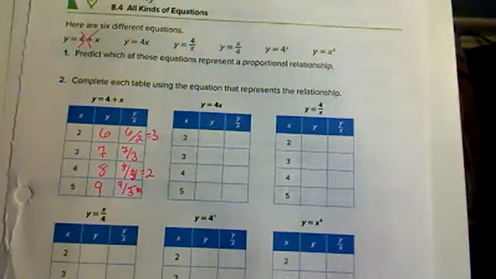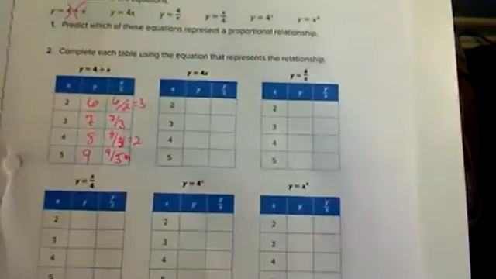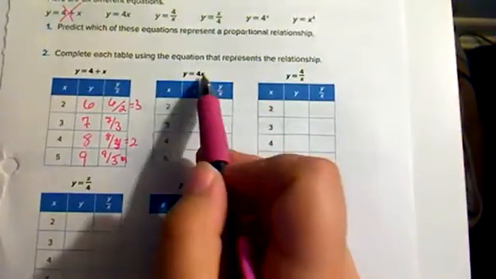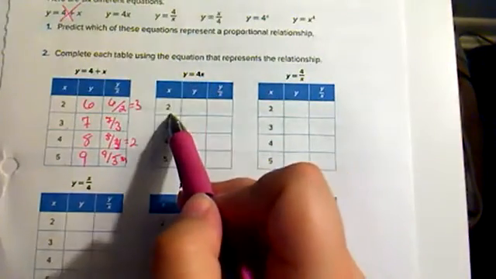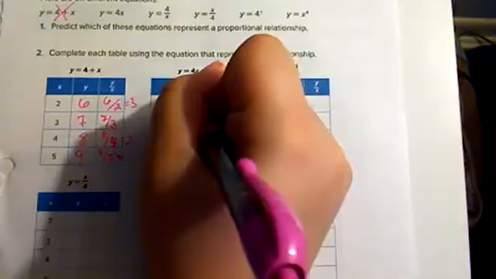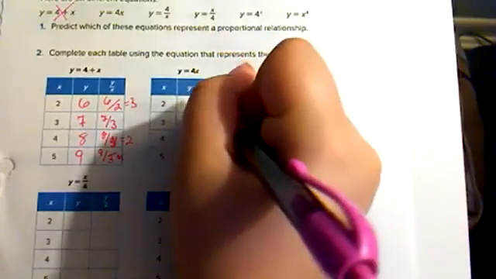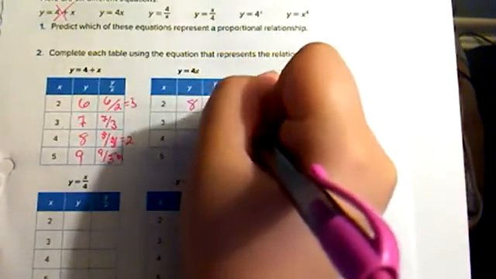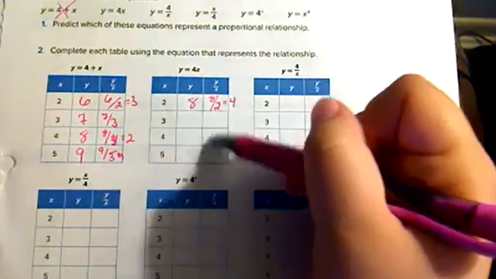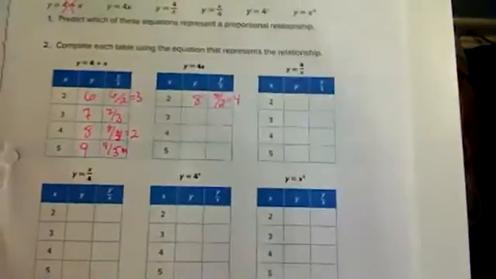Let's look at the next one, y equals 4x. So y equals 4x, our x is 2, 4 times 2 is 8, and this one would be 8 over 2, which is equal to 4. I want you to go ahead and fill in the rest of this table and then come back.